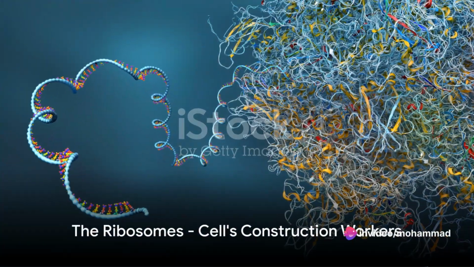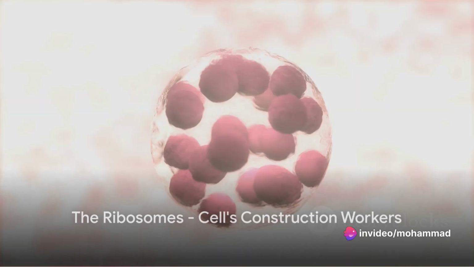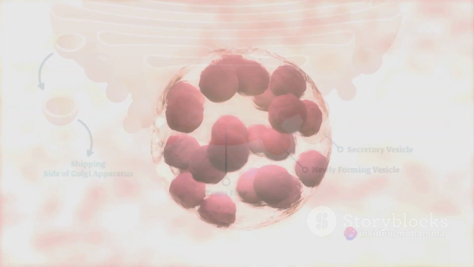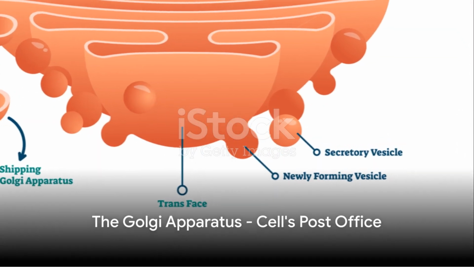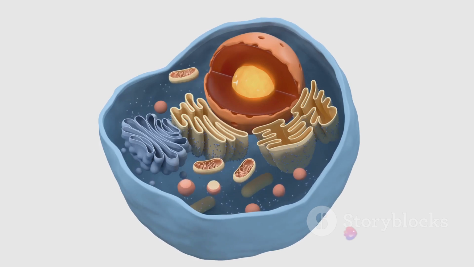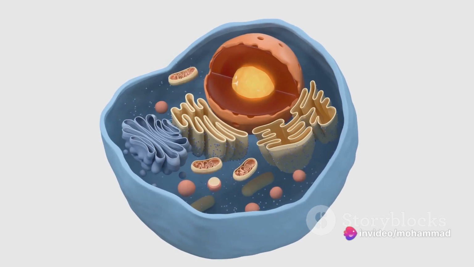The ribosomes are the cell's construction workers. They use the instructions from the DNA to build the proteins that the cell needs. Then we have the Golgi apparatus, the cell's post office. It modifies, sorts, and packages proteins and lipids for transport to their final destinations.